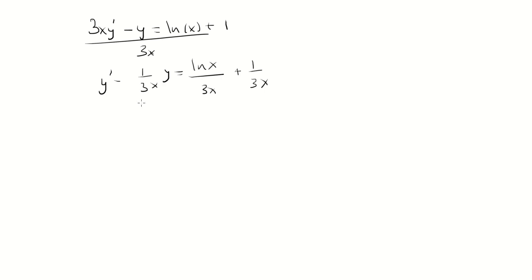Now we can find the integrating factor, so we're going to do e raised to the integral of negative 1 over 3x. So this is just e to the negative 1/3 natural log of x, which I can write as e to the natural log of x to the negative 1/3, which is just x to the negative 1/3. Okay, so now I'm going to multiply both sides by x to the negative 1/3.